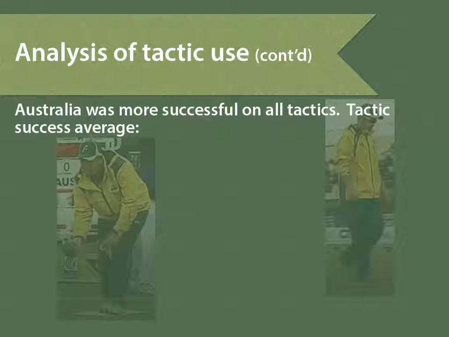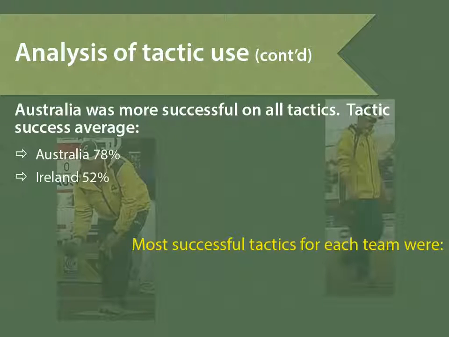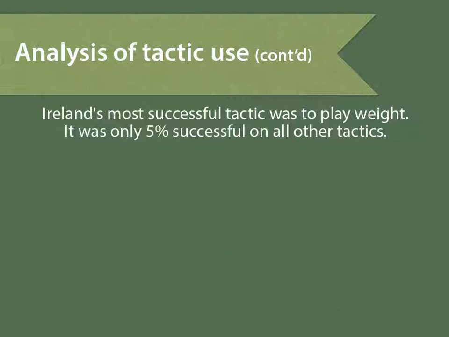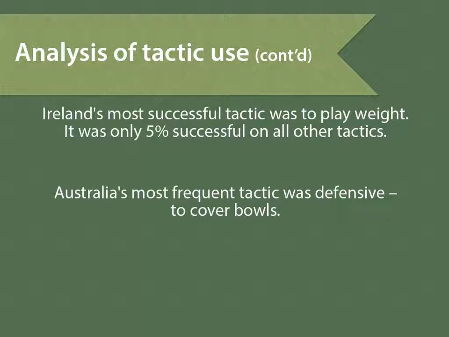Australia was more successful on all tactics. Tactic average success: Australia 78%, Ireland 52%. Most successful tactics for each team were Australia cover 37% and Ireland wait 16%. Ireland's most successful tactic was to play wait. It was only 5% successful on all other tactics.